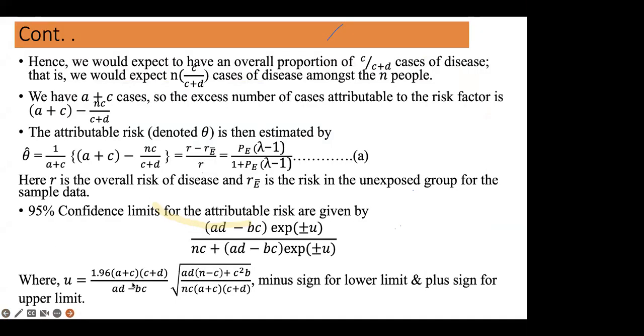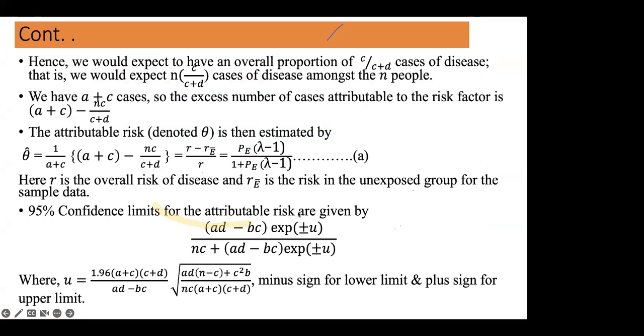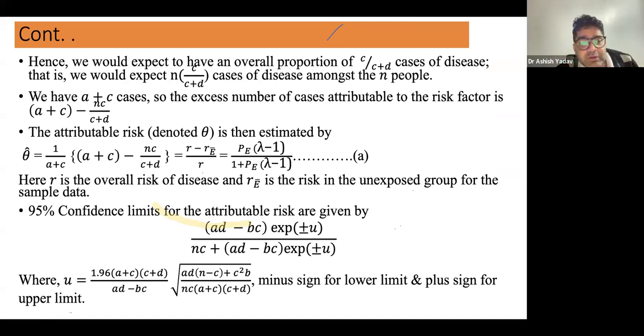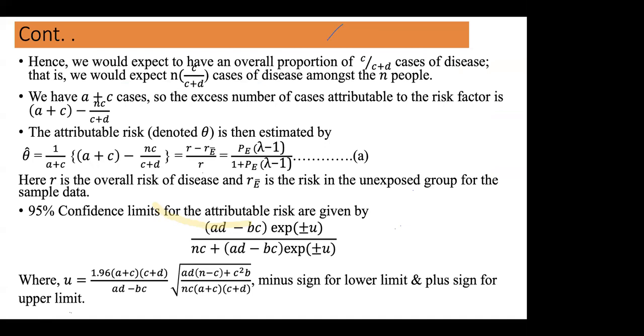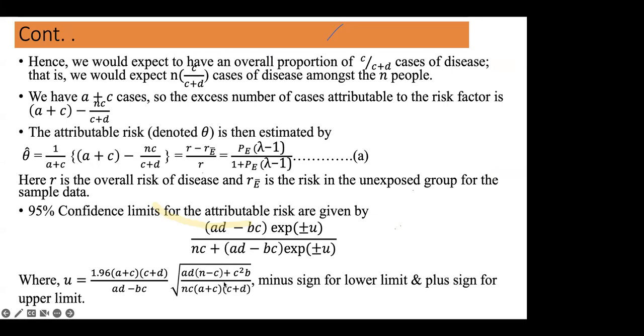Okay, these are some mathematical formulations for calculation of the 95% confidence interval for attributable risk. I'm not going into this because our software will be able to calculate this attributable risk. But this is the mathematical formulation with the help of which you can manually calculate the lower limit and upper limit for your attributable risk.